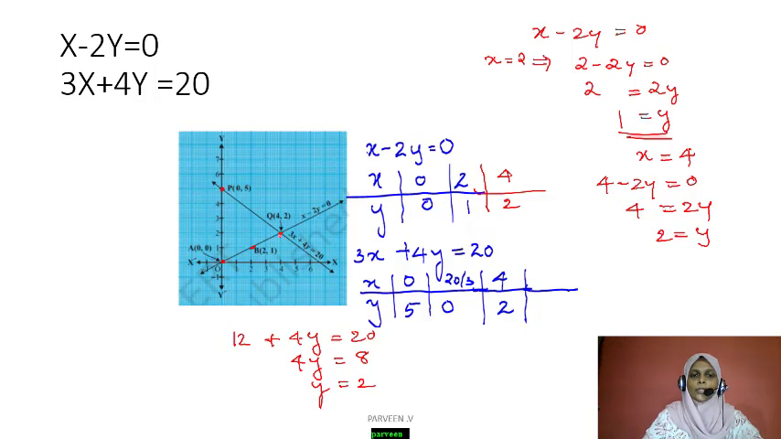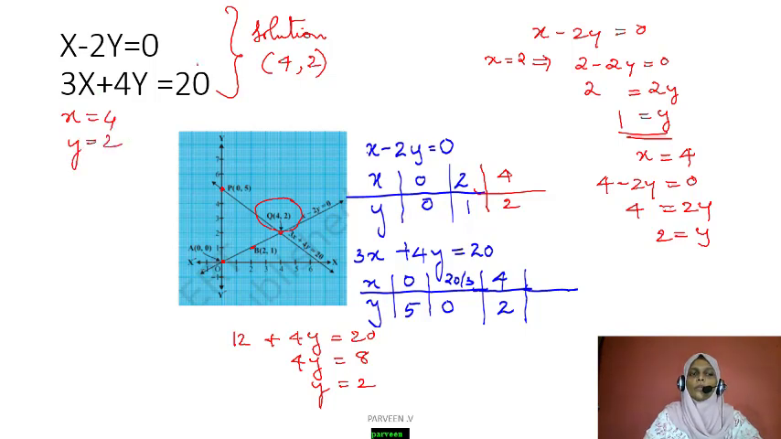And when they are extended, they meet at this point. So for this pair of equations, x minus 2y is equal to 0 and 3x plus 4y is equal to 20, the meeting point of the two lines is (4, 2). So the solution is the point x equal to 4, y is equal to 2.